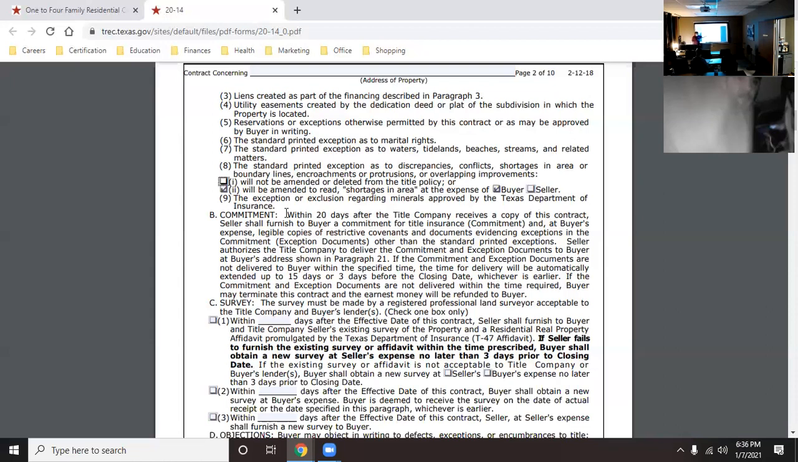Or 3 days. 3 days before the closing date. So it's 23. So you may end up having up to 27 days if it's a 30-day contract, because it's 3 days prior, okay? Whichever, of course, is earlier. Now, if the commitment and exception documents are not delivered within the time required, the buyer may terminate this contract and the earnest money be refunded to the buyer.